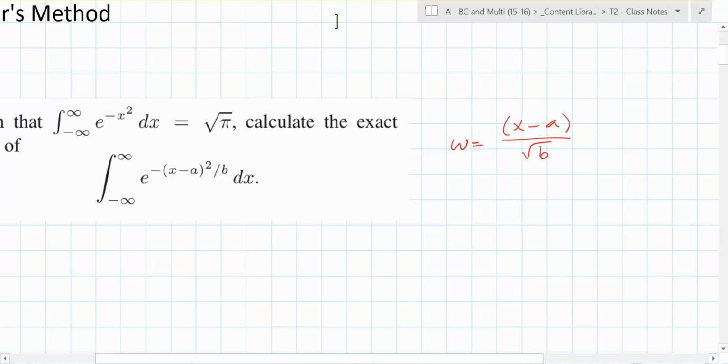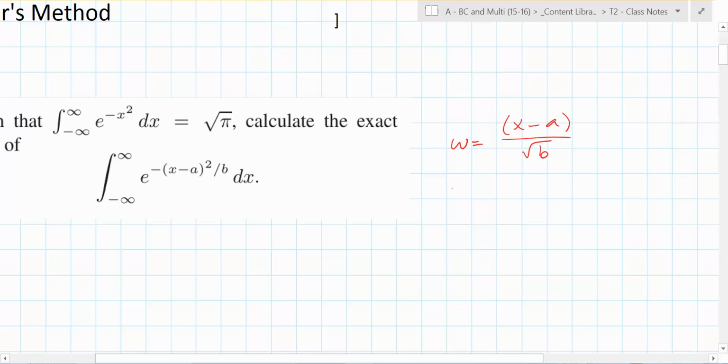Nice. So we do dw. Should we do that? Okay. So what's dw going to be? What is it going to be? Isn't it dx over... Yeah. So 1 over root b dx, like this. Is that correct? Okay. So dx is equal to square root of b dw, like that?